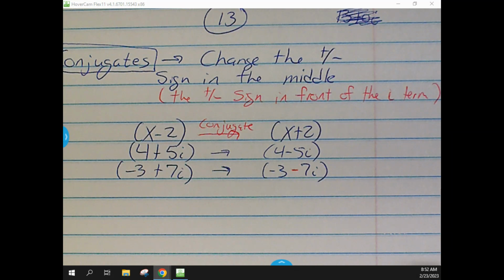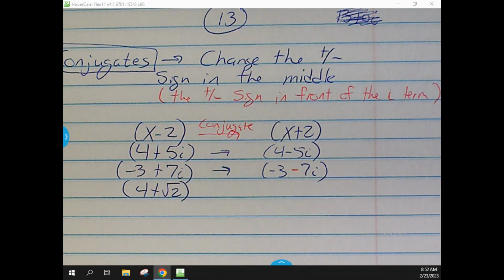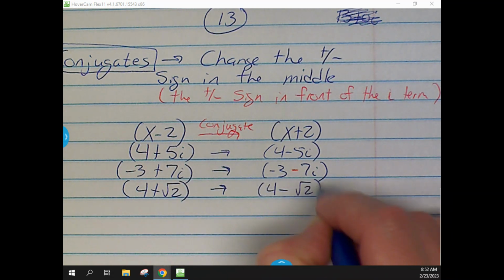Okay. And later on, I don't know if we'll quite get to this part depending on where we go, that would be the same thing if we're doing radicals. If you had 4 plus the square root of 2, then the conjugate of that would be 4 minus the square root of 2.